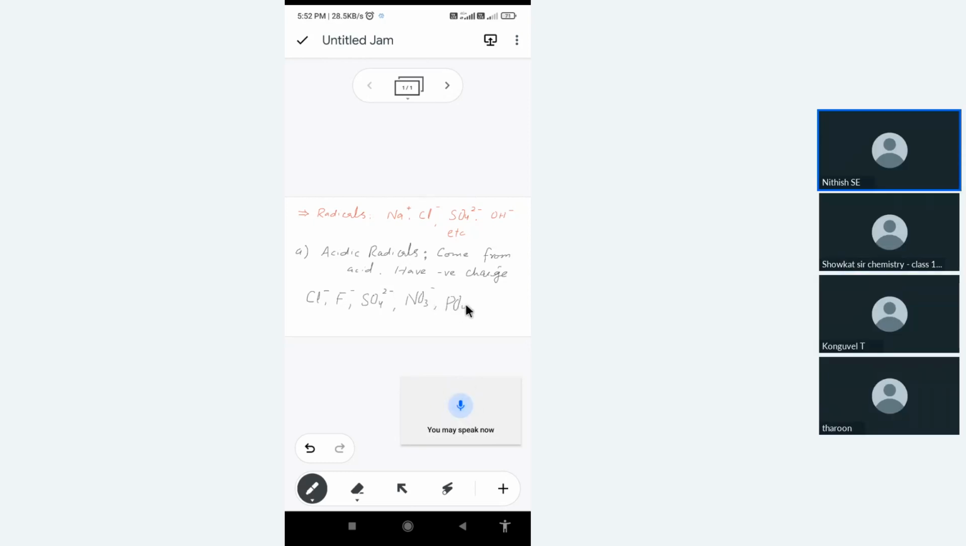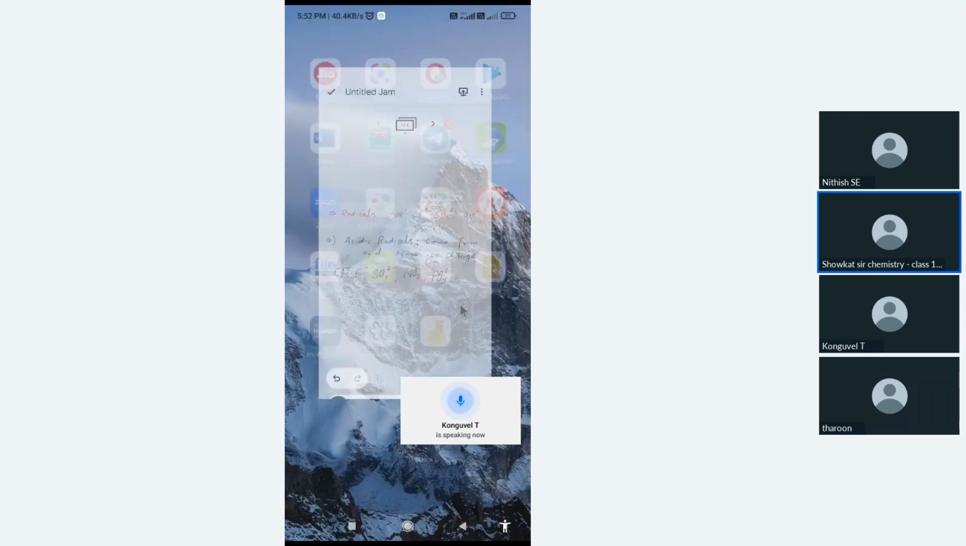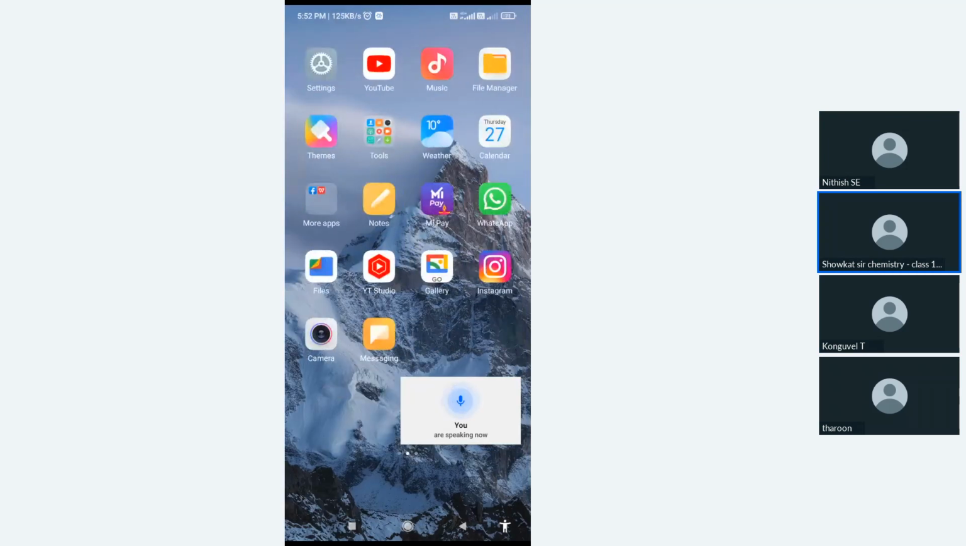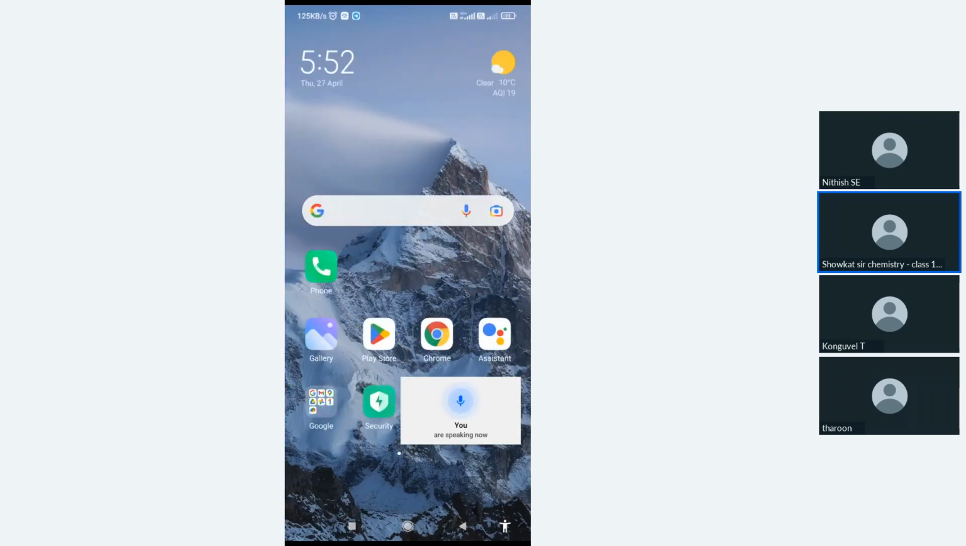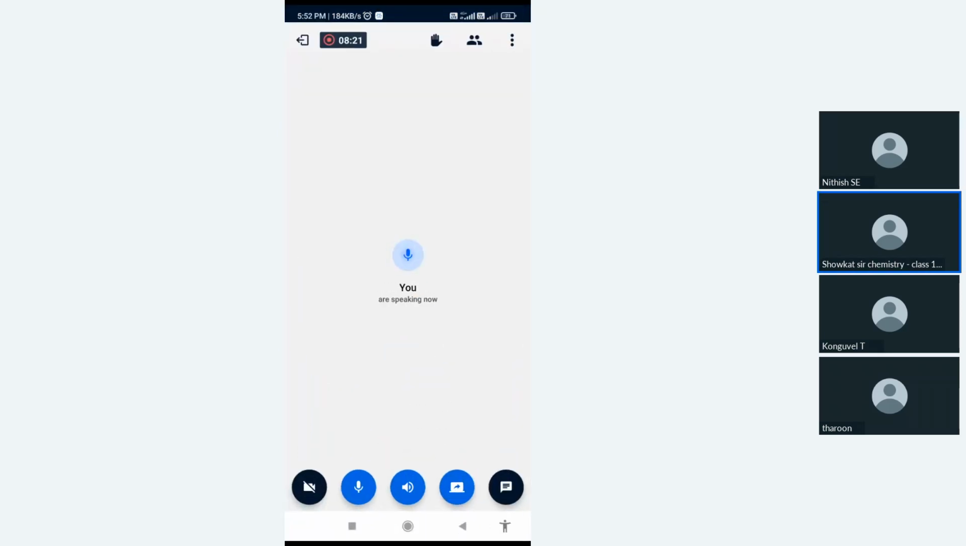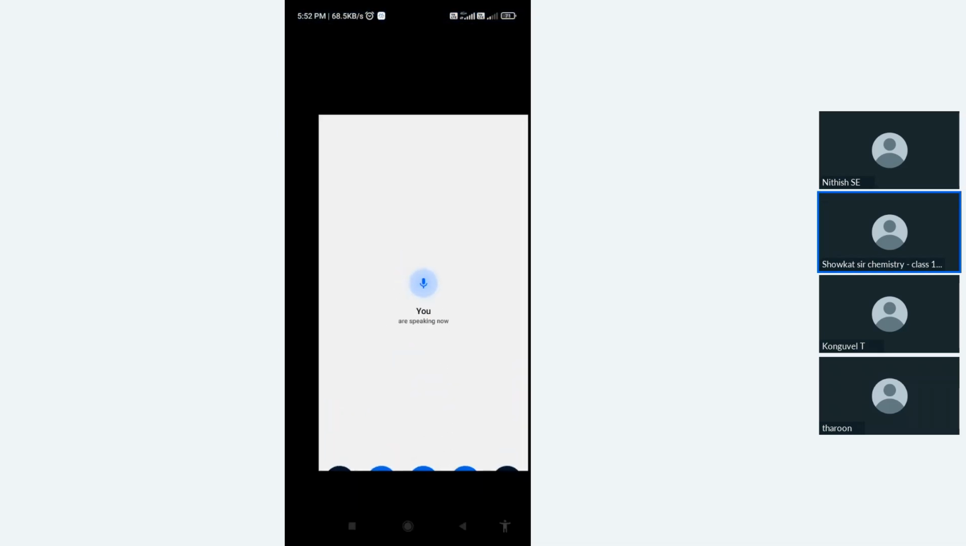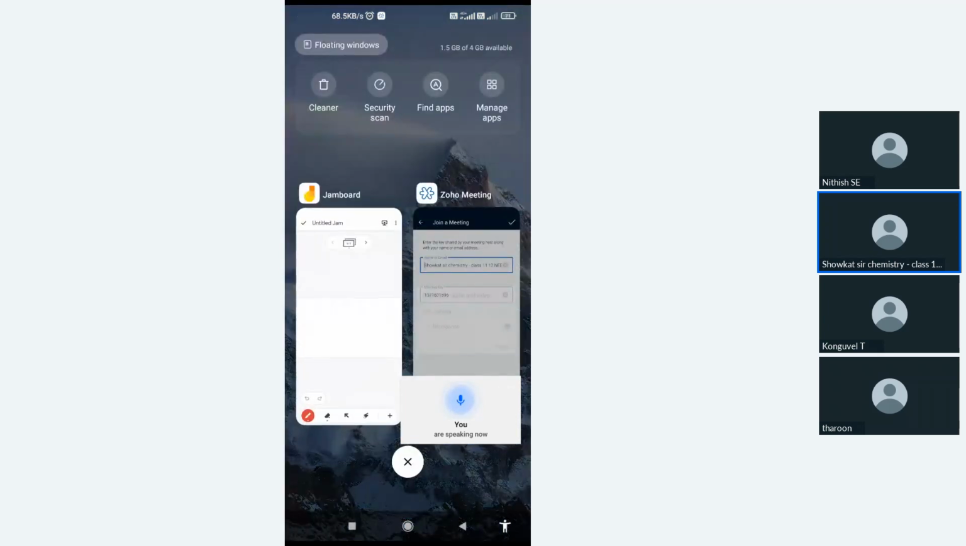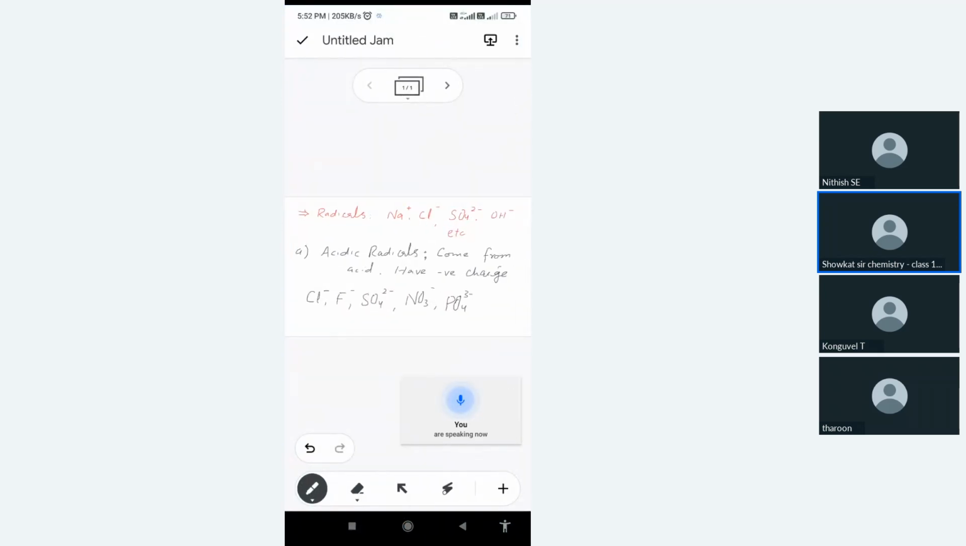Got it? Sir, what's the actual definition of radicals? Okay, I will tell you. Write this down, it will be very important. A radical is any charged species. It can be negatively charged or it can be positively charged. Is this screen visible to all of you? Yes, sir.